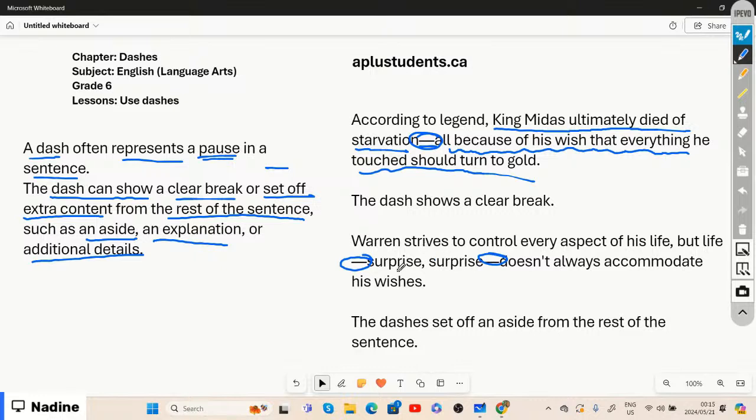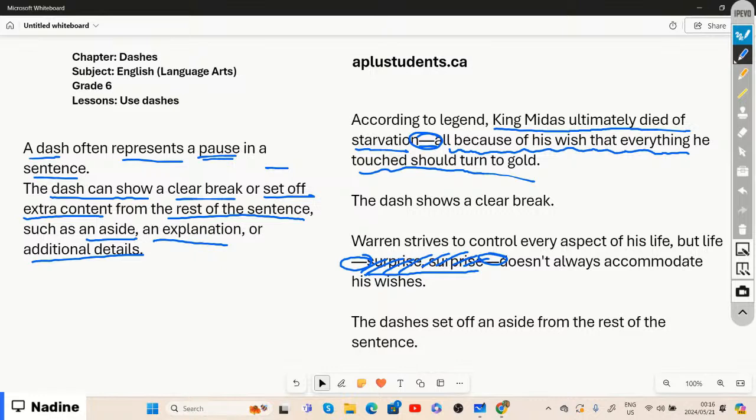And if we look at the first words after the first dashes, for example, "surprise, surprise," we don't even need to add that word. These are words that we don't even need to add, and that is why those are just words that are set off. It's words that are basically just on the side. You don't actually need to put it there, but it adds more interest to the story.